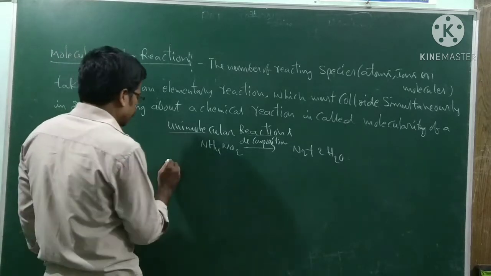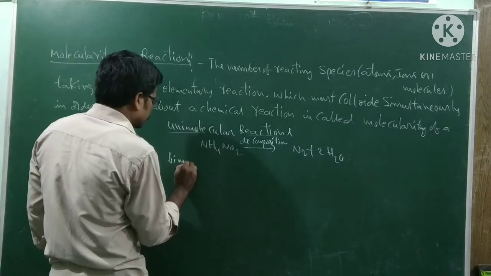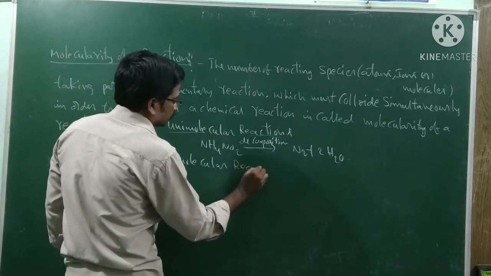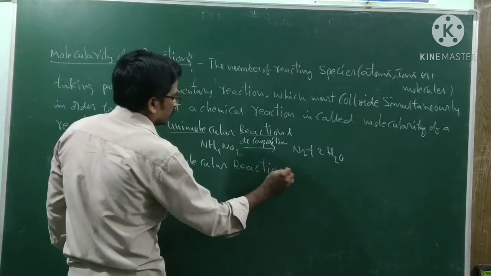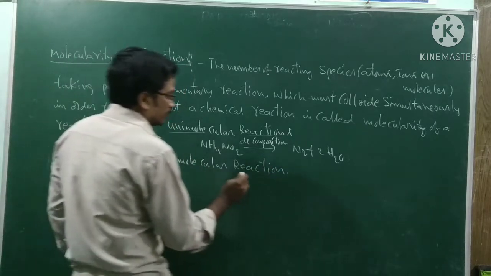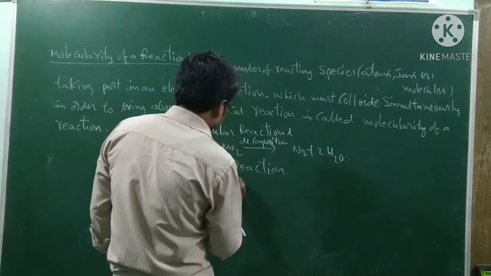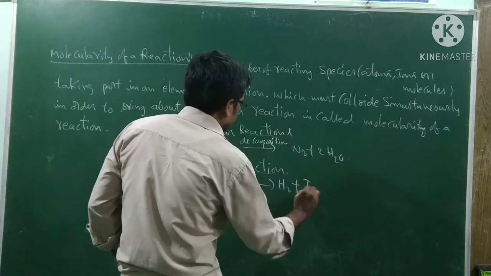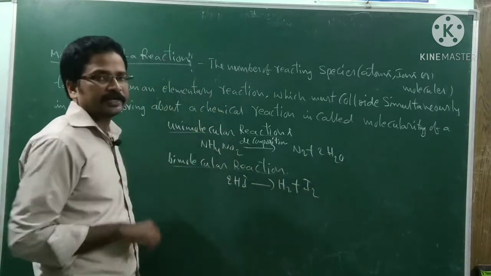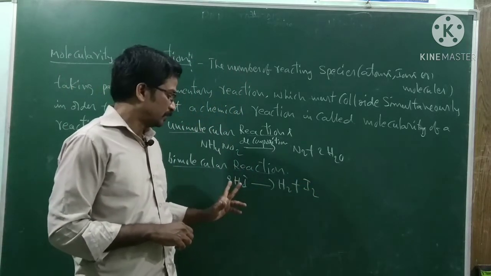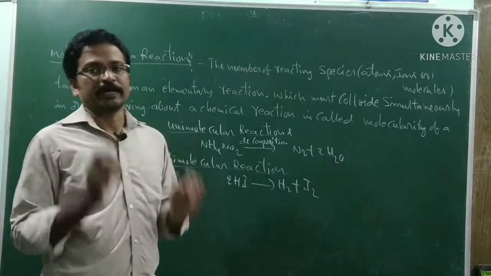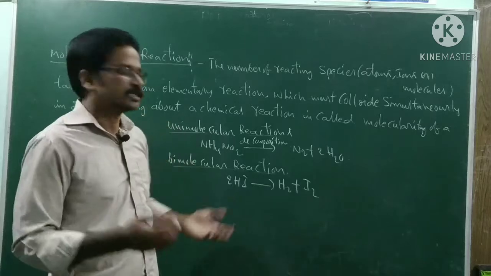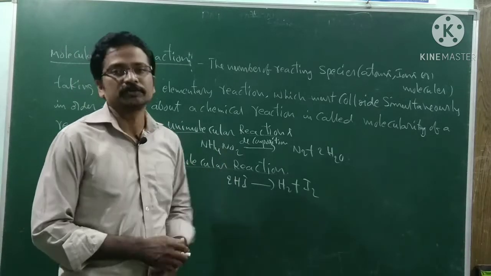Next, bimolecular reaction. What is the meaning of bimolecular reaction? Example, 2HI gives H2 plus I2. Here the number of reacting molecules is 2. They collide simultaneously in a single step and give us the product. That is the reason why the molecularity of this reaction is 2.